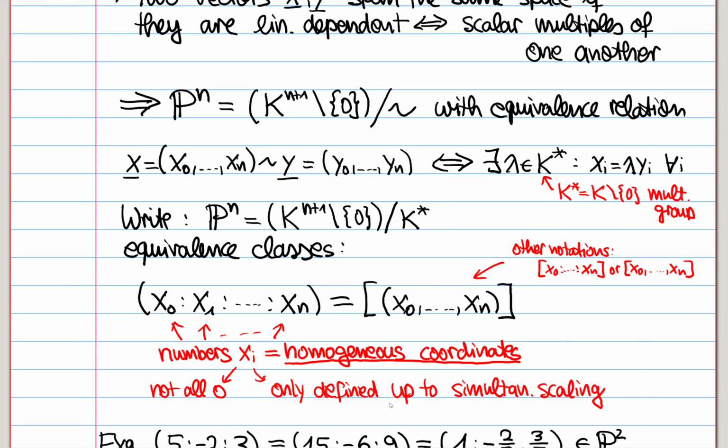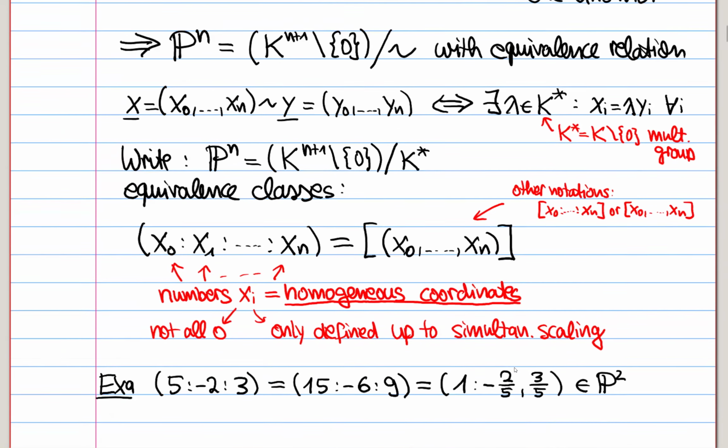If you look in other books, you will also find different notations for this. So sometimes this is written with brackets like this, and still the colons, or brackets and commas. So basically every combination is possible, except for round parentheses and commas. This is reserved for the affine space.